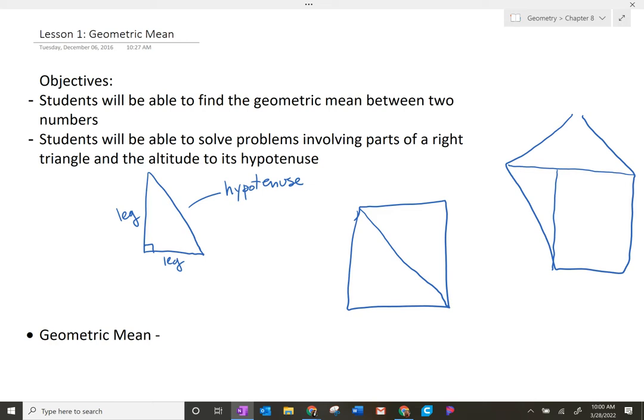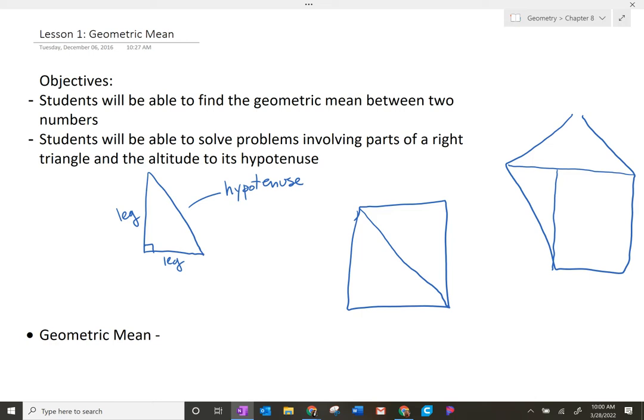So anyways, that's the first part. We're going to be finding some geometric means. We're also going to be going into problem solving using parts of a right triangle, and then the altitude to figure that one out. So we'll be able to break one triangle into two smaller triangles and use those same proportions to be able to solve some stuff. All right.